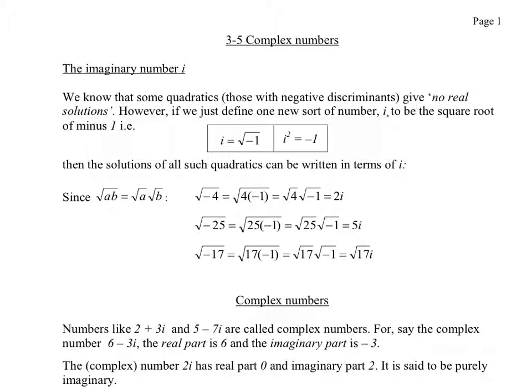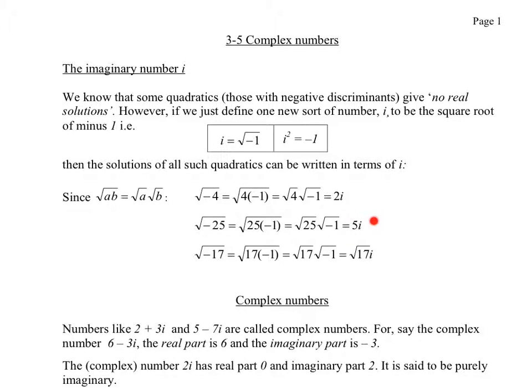So, bearing in mind that i is equal to the square root of -1, if you have the square root of -4, that's the same as the square root of 4 times -1. Split those out, so you get the square root of 4 times the square root of -1. Square root of -1 is i, so we're left with 2i. 2i times itself gives you -4.